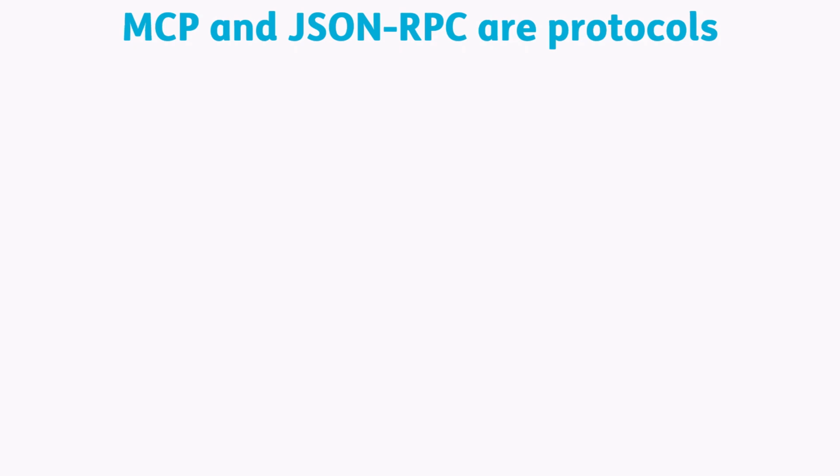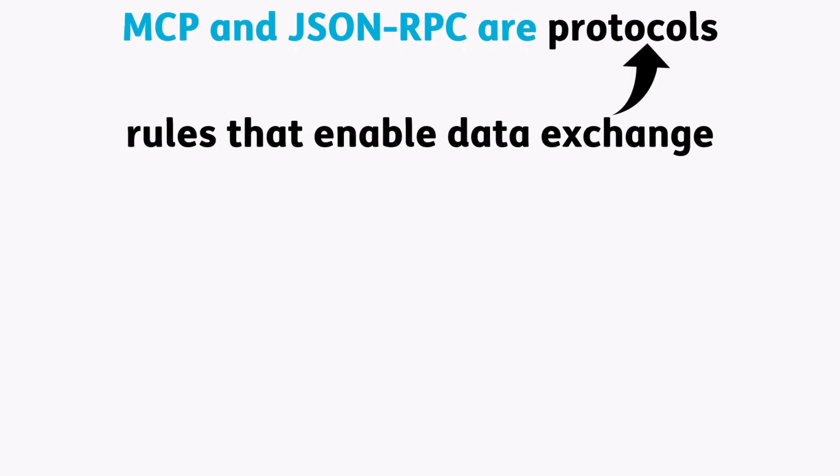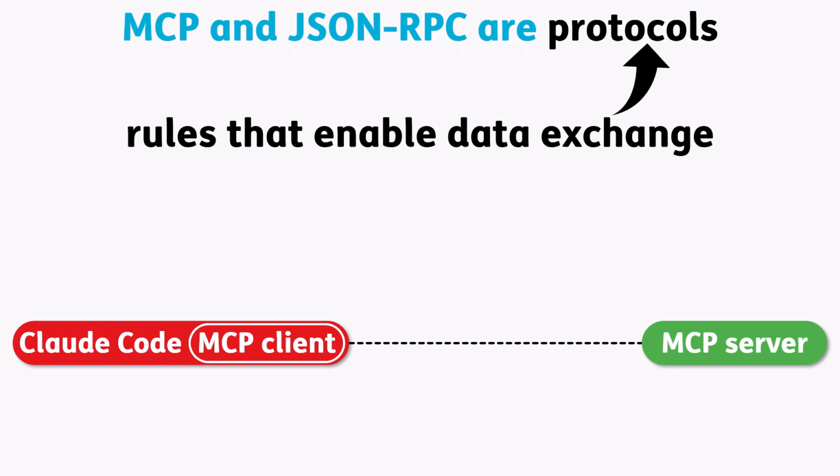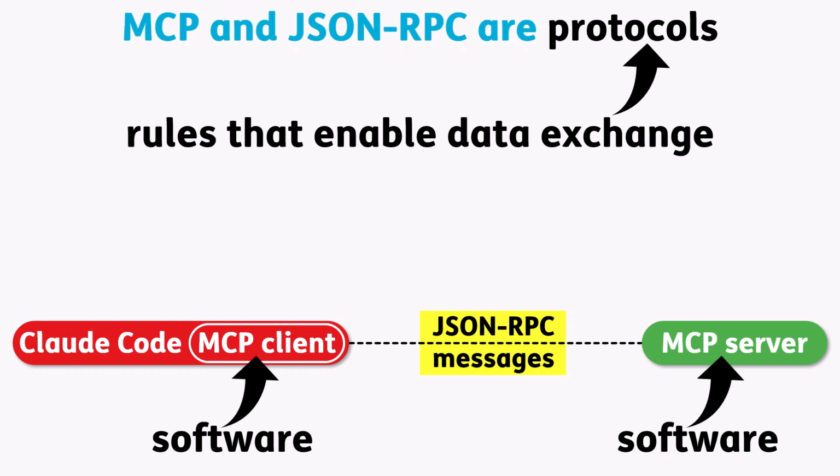MCP and JSON-RPC are not software. They're rules that enable apps to exchange data. Claude Code is an example of a host that manages a client which connects to a server. The client requests context from the server that the host can use. MCP defines the specification while software provides the implementation.